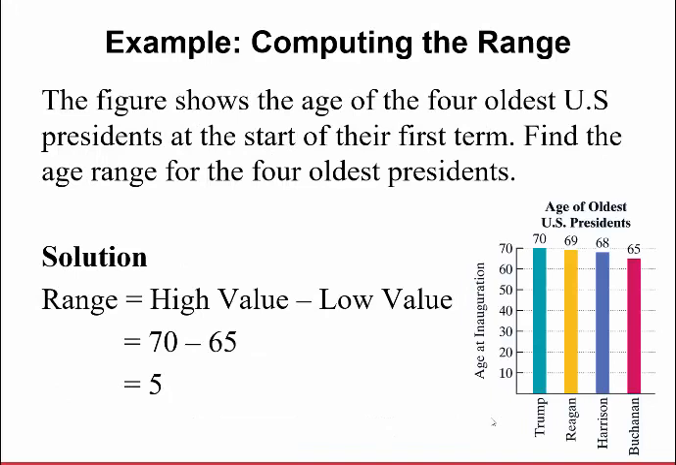Let's talk about this one here. We'll use this data set as well to do the standard deviation. The figure on the right shows the age of the four oldest US presidents at the start of their first term: Donald Trump, Ronald Reagan, Harrison, and Buchanan. This is their age when they first got elected. Let's find the age range of the four oldest presidents. It's the highest value, Trump's age of 70, minus the lowest value, Buchanan's 65. So 70 minus 65, the range of this simple data set is just 5.